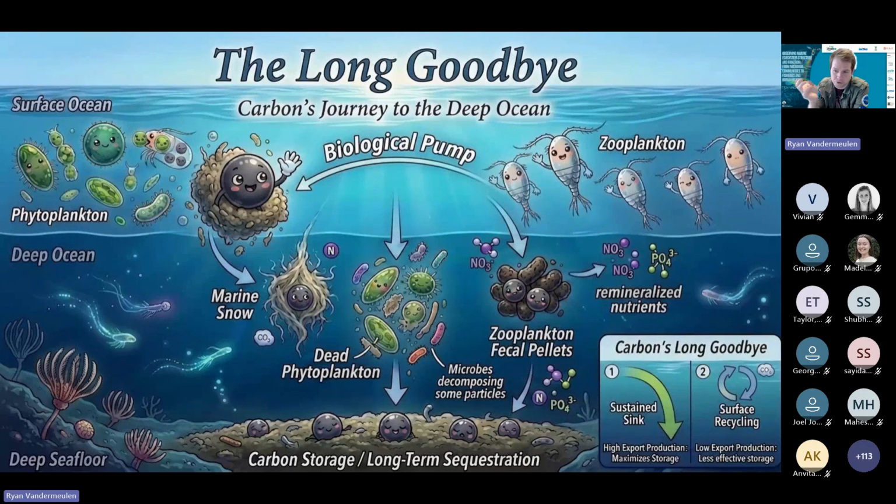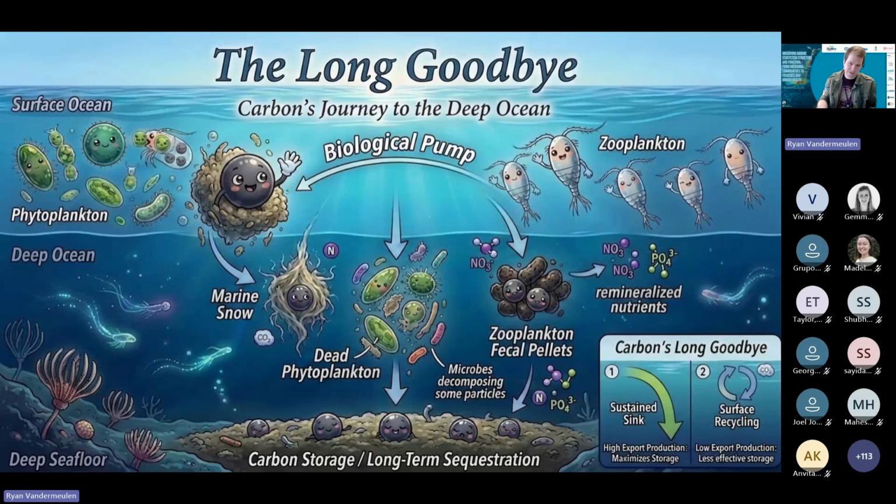And this is the biological carbon pump, the process that connects biological activity at the ocean surface with the long-term storage of carbon in the deep ocean. While the amount of carbon exported from the surface is relatively small compared with the total global photosynthetic production, this process really plays an outsized role in regulating atmospheric carbon dioxide over long time scales. Dead phytoplankton, aggregates of organic material known as marine snow, and zooplankton fecal pellets all sink through the water column. They transport carbon away from the surface.